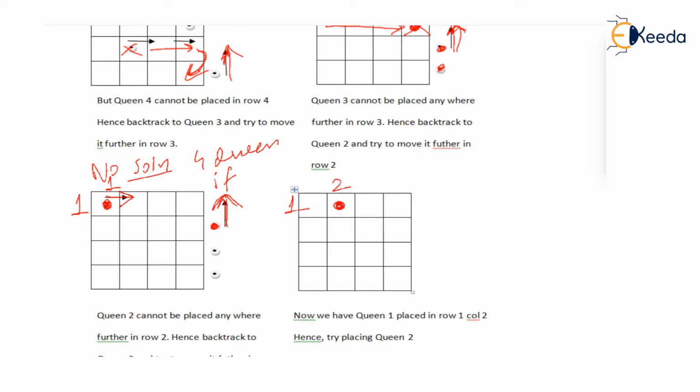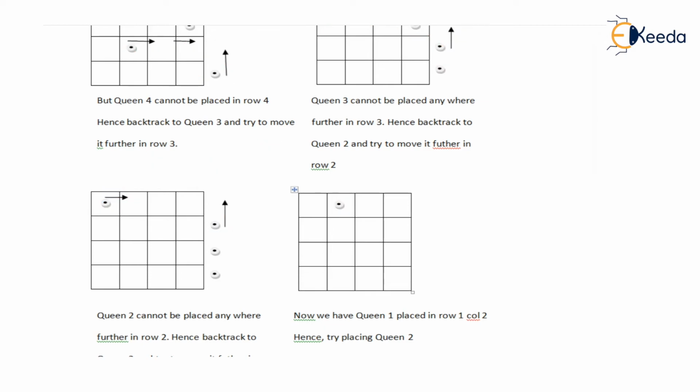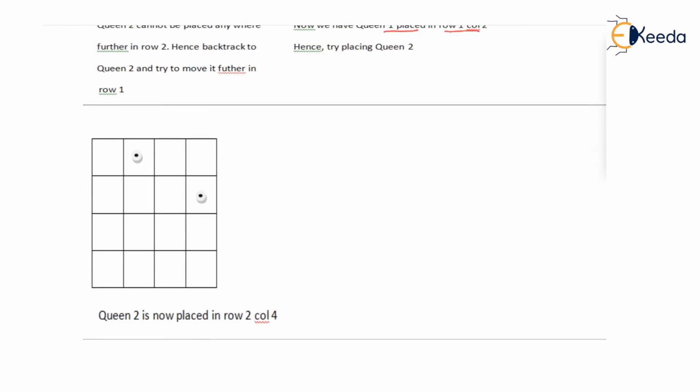Now let's see, are we going to get the solution? Queen 1 has been placed in row 1, column 2. Let's now try to place queen 2 again. With queen 1 placed in 1, 2, queen 2 obviously cannot be placed here: diagonal attack. Not here: vertical attack. Not here: diagonal attack. But you can place the second queen over here. No trouble, isn't it?